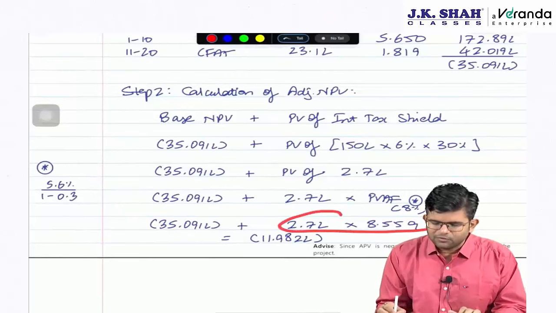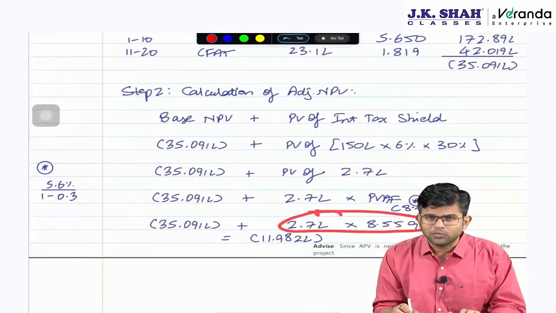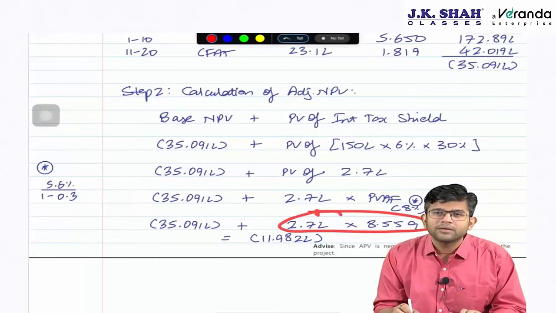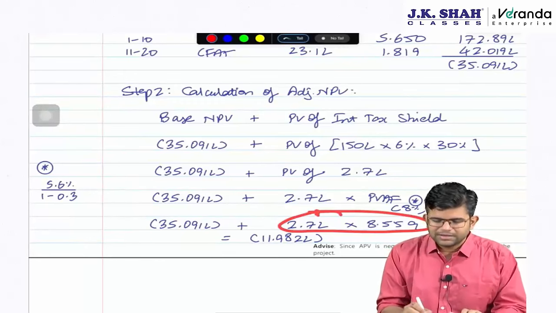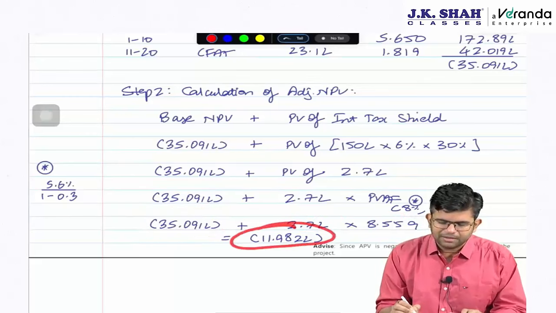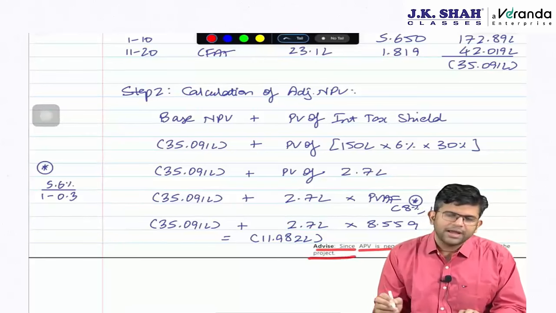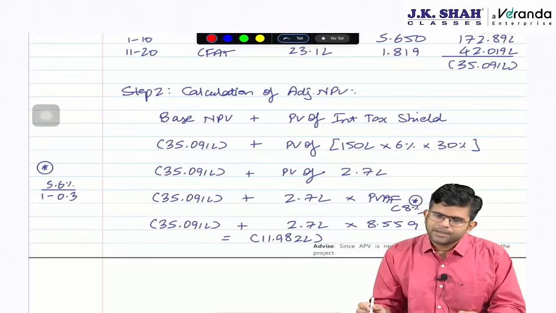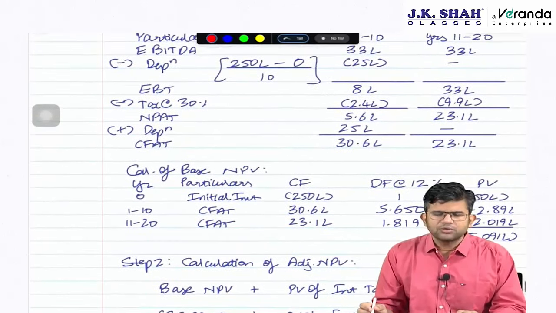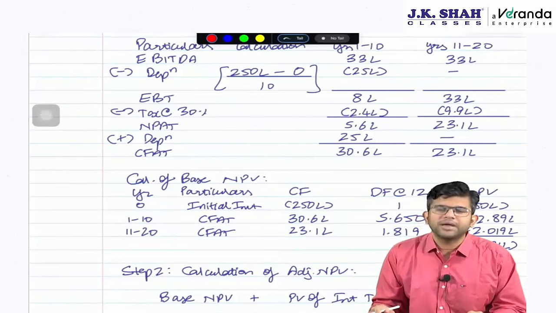The present value will be 2.7 lakh into 8.559, total combined cumulative present value for 15 years. That plus the base NPV will give you the adjusted NPV. ICAI is saying since adjusted present value is negative, this company should not accept the project. So everyone clear? So with that students, we finish the discussion of this RTP of November 24 AFM.